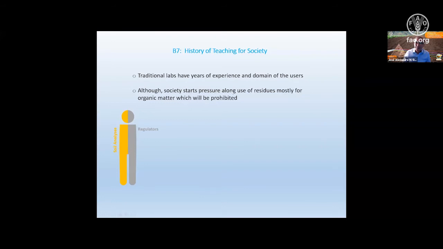Although society started pressure along the use of residues, mostly for organic matter, which will be prohibited in Brazil, it is a lot of money, a lot of residue. So they are thinking, how am I going to do carbon? So this was the first trigger to say we have to find a new technology. So spectroscopy, it is already in place here.